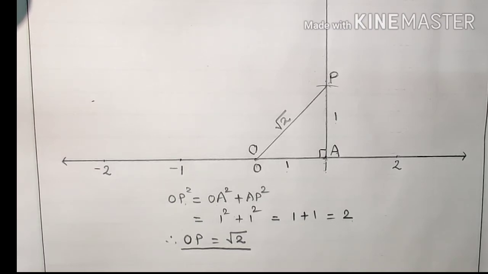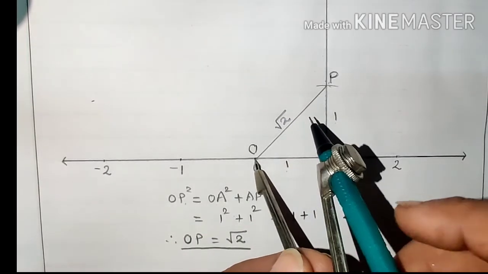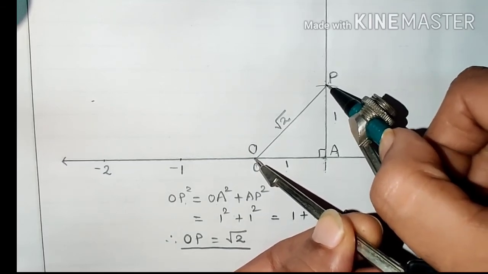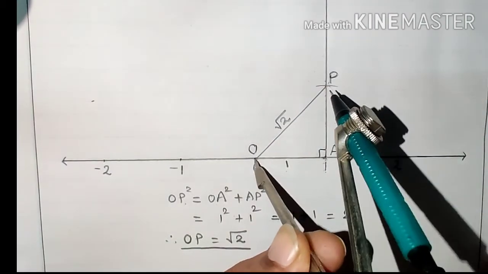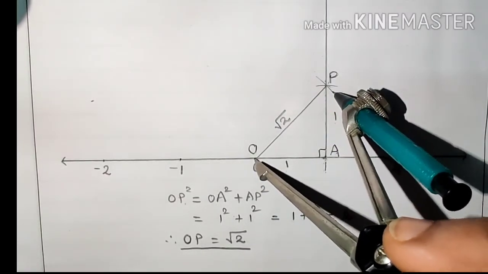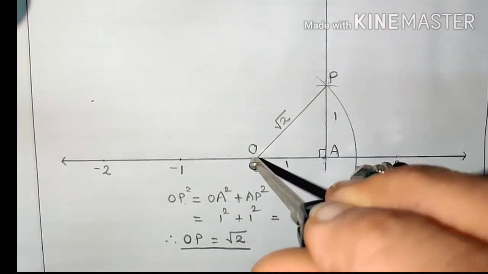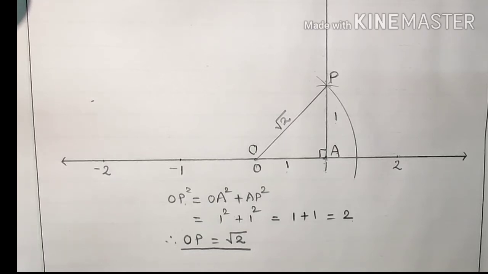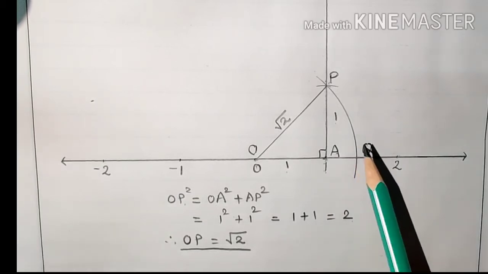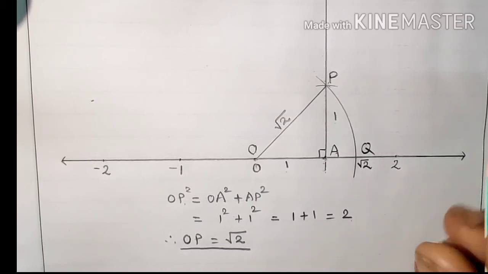Now, draw an arc with center O. Keep your compass on this point O and radius OP. Take radius OP in your compass. Then, draw an arc which intersects the number line like this. Where this arc intersects the number line, name that point as Q. So this point Q shows the number square root of 2.